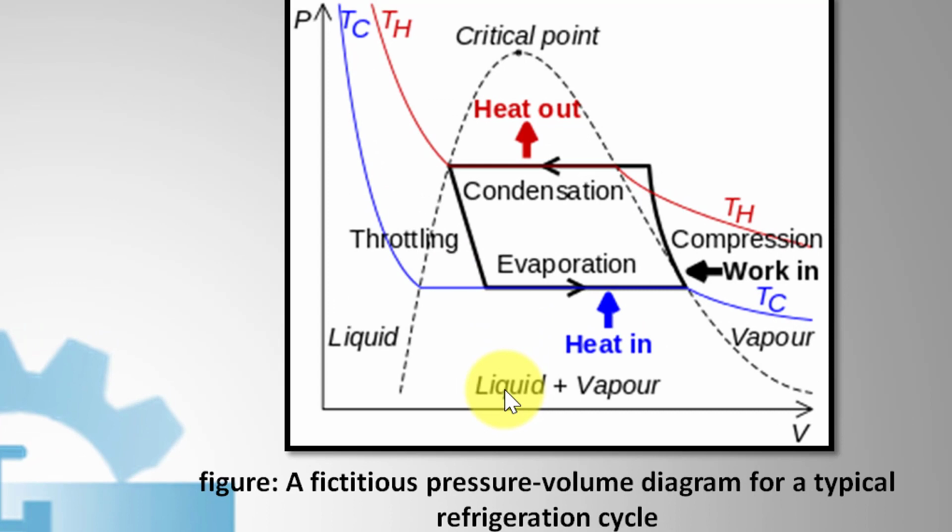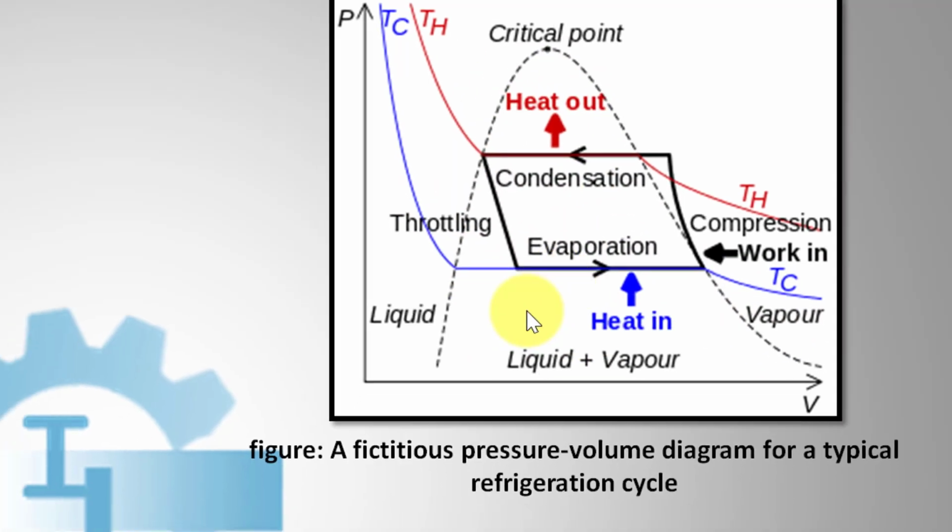Next, the PV diagram. We previously saw the TS diagram. This is the saturated vapor line, this is the saturated liquid line, this is the critical point. Here are the compression, condensation, throttling and evaporation. This is heat in, this is heat out. Here the state of the refrigerant is vapor. Here this is liquid, here also liquid, and here is a liquid and vapor mixture.